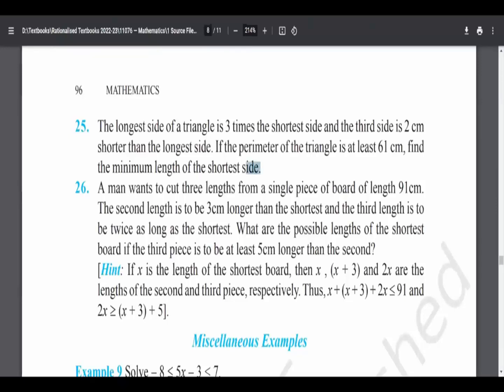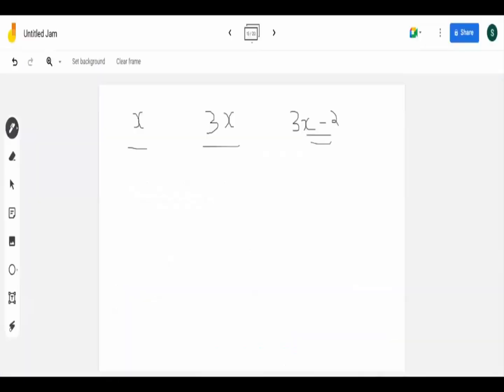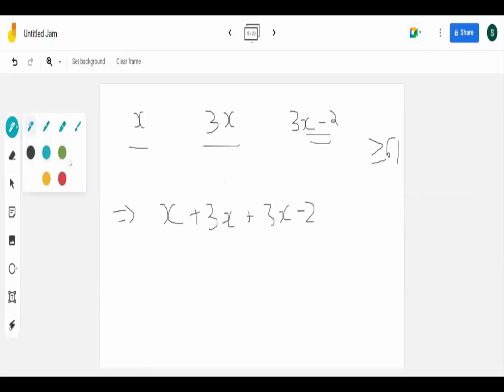The shortest side is x, so we took it as x because we want to find the length of the shortest side. Using this, we found the length of the longest side and the other side. Now the perimeter of the triangle is at least 61. At least 61 means greater than or equal to 61. The perimeter is the sum of the three sides: x plus 3x plus 3x minus 2. Remember, at least is always greater than or equal to.